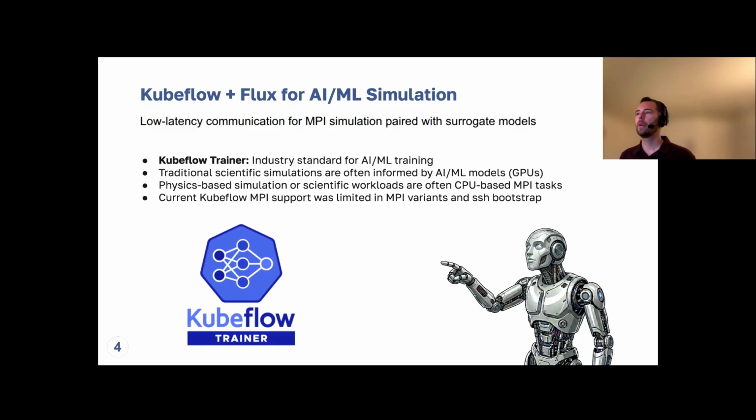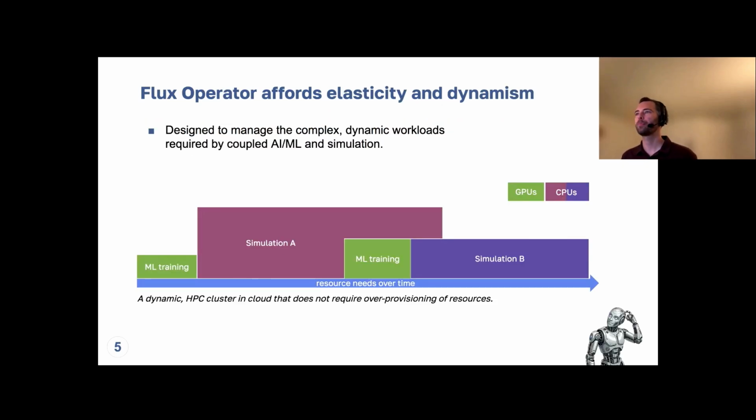Now, those traditional scientific simulations, think, for example, physics-based simulations, are often CPU-based, but not exclusively CPU-based. In fact, some of the larger ones are GPU-based MPI tasks. However, the current Kubeflow MPI support was limited in terms of both the MPI variance and its requirement and dependence on a slow, cumbersome, and difficult to configure SSH bootstrap. So by integrating Flux capabilities into Kubeflow, we were actually able to increase the MPI support and bypass some of those requirements for SSH bootstrap.